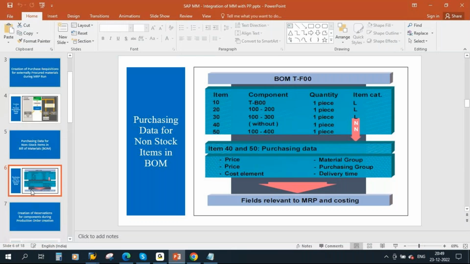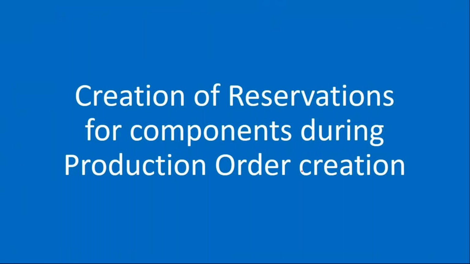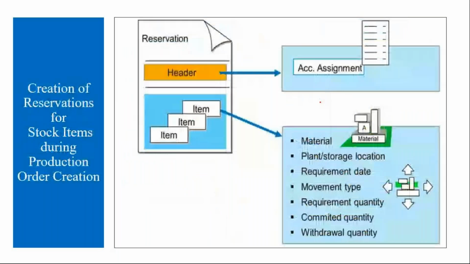Okay, let's move on. Now the next integration point is creation of reservations per components during production order creation. So in the PP module, whenever they want to produce a product, they will create a production order. When they create a production order, the system automatically creates the reservation for the BOM components.